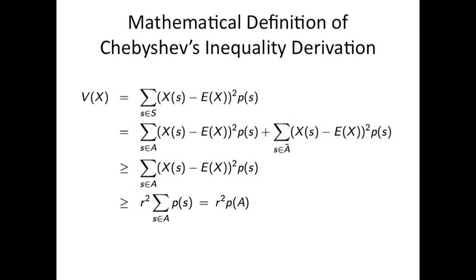While we lack the details necessary to get an exact value, we do know that the probability for A is less than or equal to the probability for both A or not A. We also know that the minimal distance from the expected value in A is r, otherwise it would fall under not A. So we can substitute this in as another less than or equal to. This simplifies down to r squared times the probability of A, and rearranging this gives us Chebyshev's inequality.